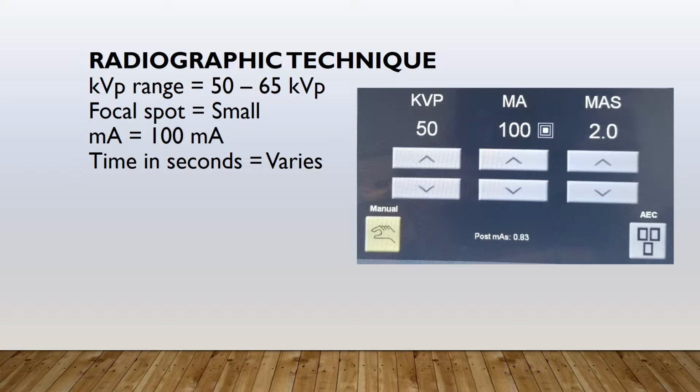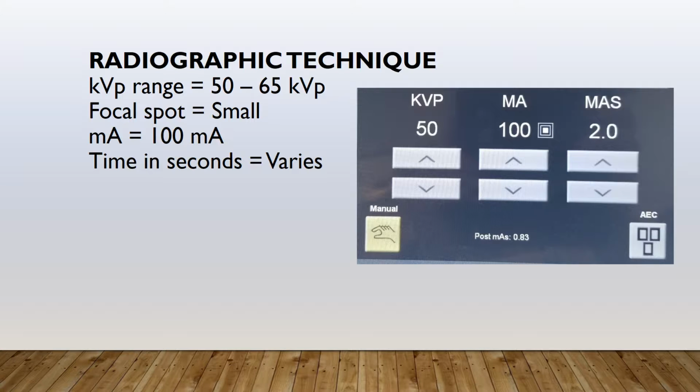We want to make sure we're using the small focal filament. If you look off to the side where it says mA, you'll see a little box there, and the center of the box is colored in, and that means you're on small focal filament. We always want to start off with 100 mA for all extremities. If you keep the same kVp, the same focal spot, and the same mA, all I have to think about now is time in milliseconds or time in seconds, and that will vary based upon the size of the patient.